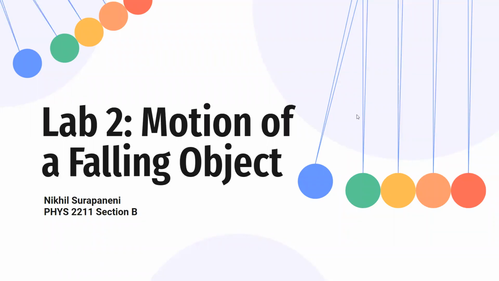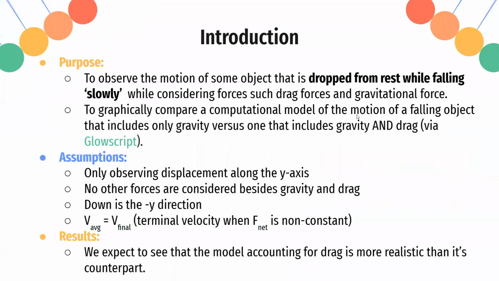Hello, this is Physics Lab 2, motion of a falling object. The purpose of this lab is to observe the motion of some object that is dropped from rest while falling relatively slowly. And we want to consider forces such as drag and gravity while the object is falling. We also want to compare a model of the falling object that considers gravity to one that considers both gravity and drag, so we can see how drag influences the ball as it falls.